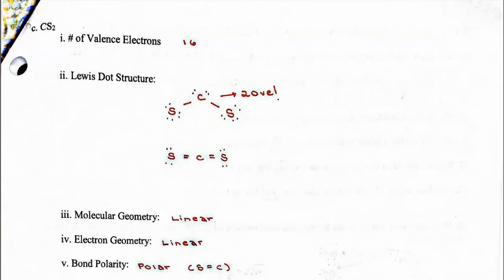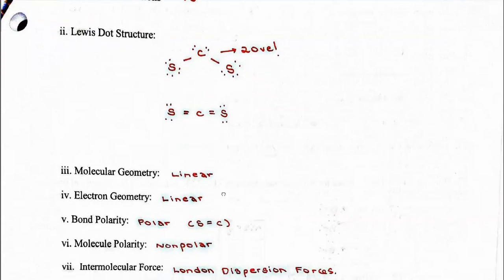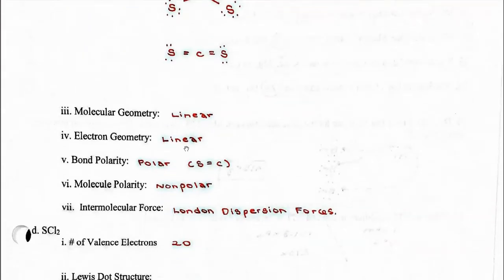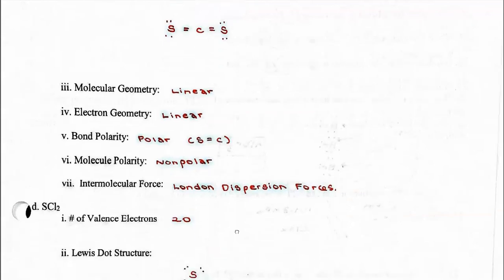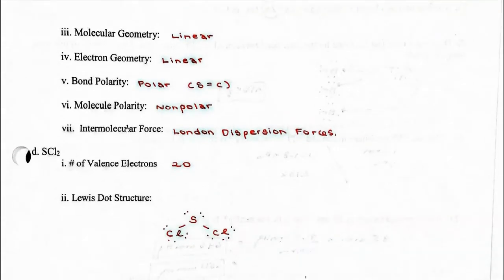Okay. For CS2, if I made this and made everyone happy, I'd be using 20 valence electrons. So instead, I need to be using 2 double bonds. Okay. This is a linear shape. The electron geometry is the same. Elements on either side are different. So the bond is polar, but the molecule is nonpolar, so it's LDF. We base intermolecular forces on the molecule, not the bond.